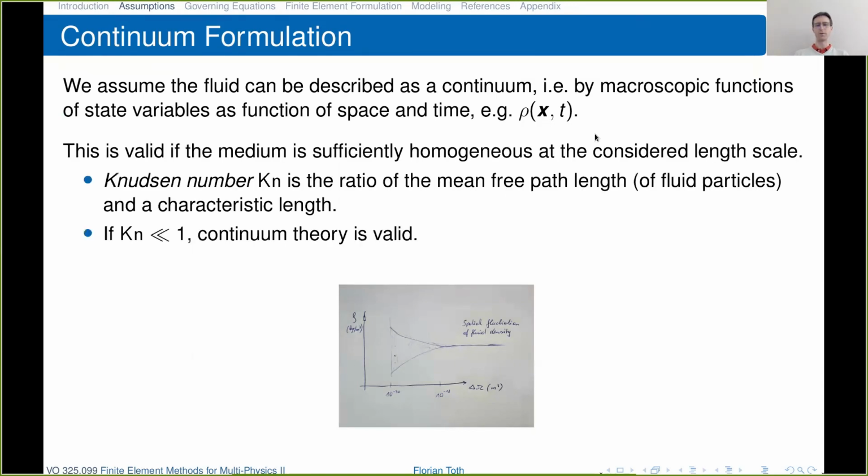And in order for this continuum assumption to be valid, the fluid must be sufficiently homogeneous at the considered length scale. And this is described by the Knudsen number, which is the ratio of the mean free path length of the fluid particles and a characteristic length of the problem. And if the Knudsen number is small compared to 1, continuum theory is valid. So here you see a picture of the length scale. On the vertical axis you see the density, and at a certain length scale you will see that actually there's no density variation, particle or no particle. It's simply considered as a continuum.